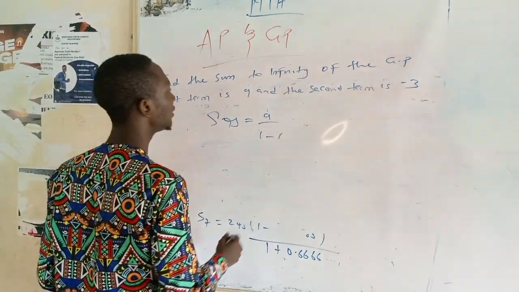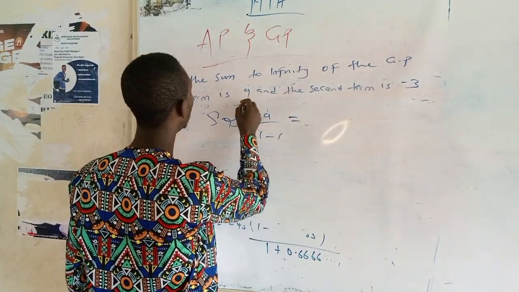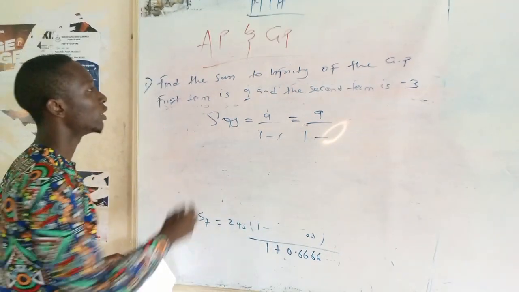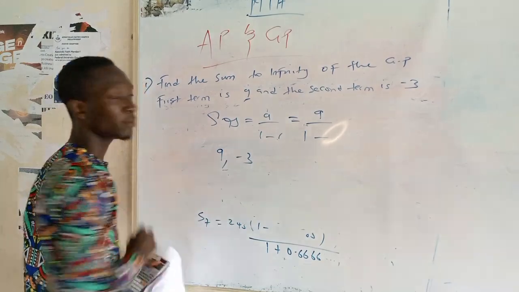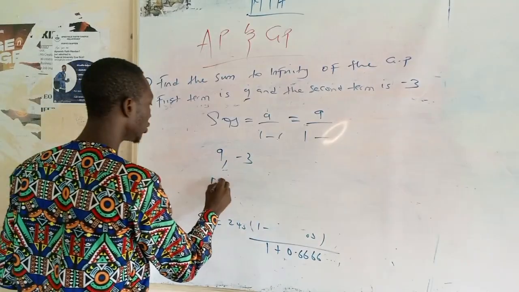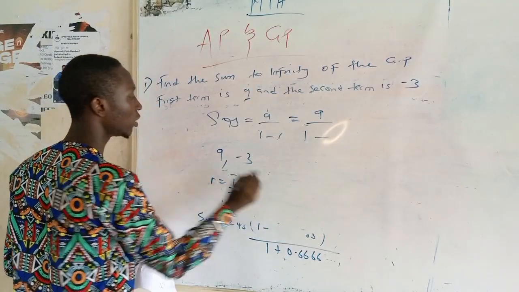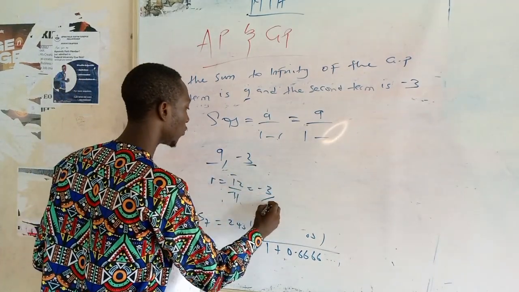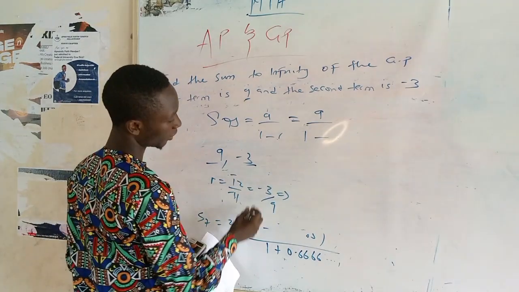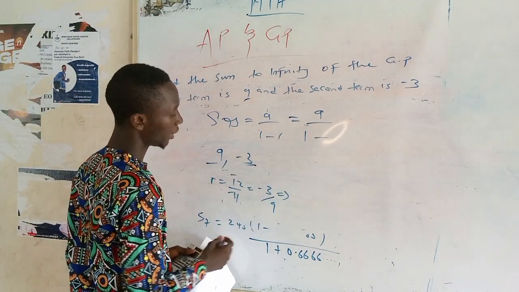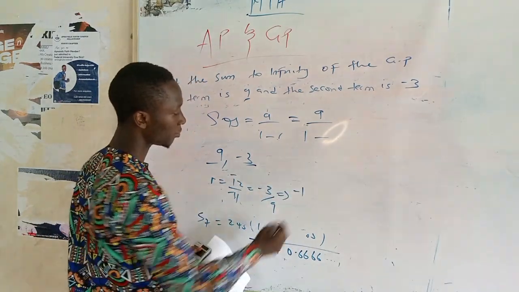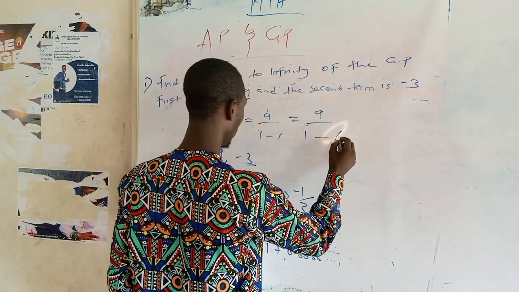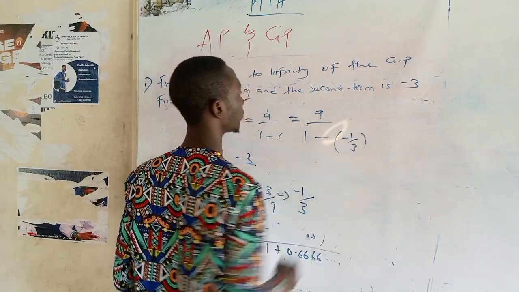So therefore your first term is 9 over 1 minus. Now we are looking for our common ratio. Since our first term is 9 and our second term is minus 3, the common ratio is just t2 over t1. So what is t2? Minus 3. 9 is t1. So minus 3 over 9. Now what can go into minus 3 and 9? 3. So minus 3 divided by 3 is minus 1, and 9 divided by 3 is 3. So therefore, my common ratio becomes minus 1 over 3.